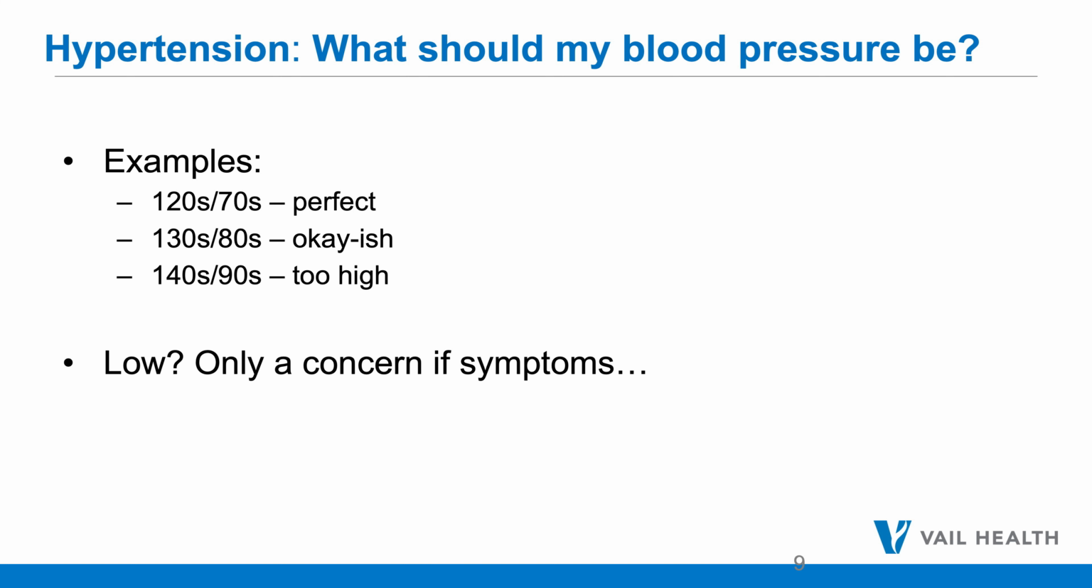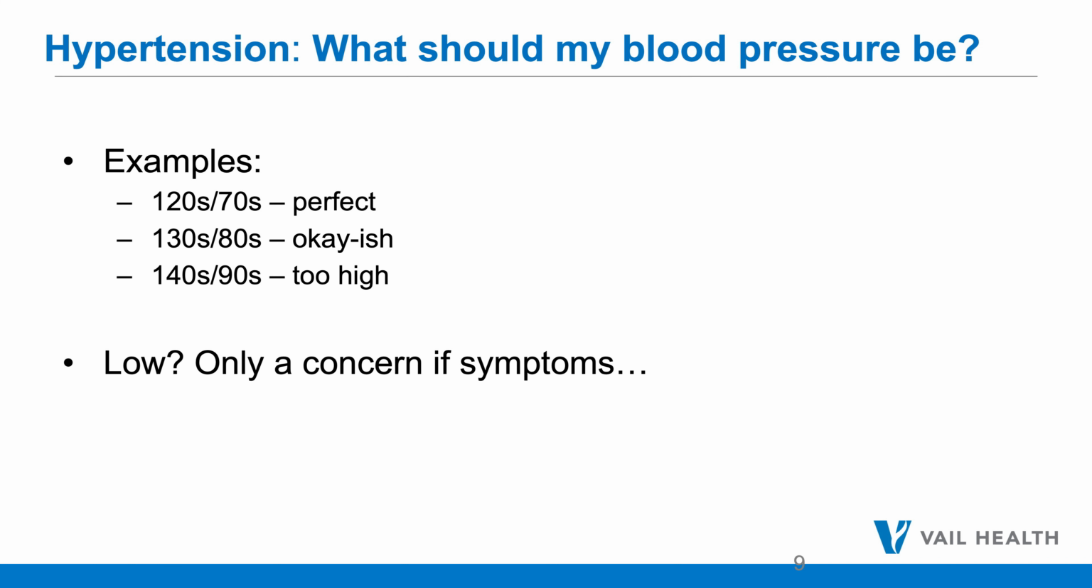But for most people, 120s over 70s is perfect. 130s over 80s is okay for most people. We'll keep an eye on it. 140s over 90s is too high. So you can really get down in the weeds with specific numbers and if you have this disease and that disease. But I think this is a pretty good generalization of what numbers you're aiming for, what's kind of okay, and what's too high.